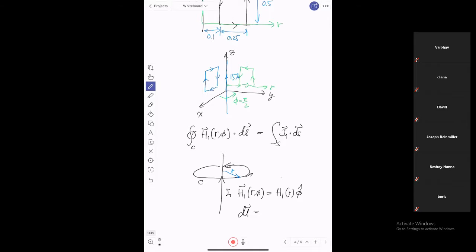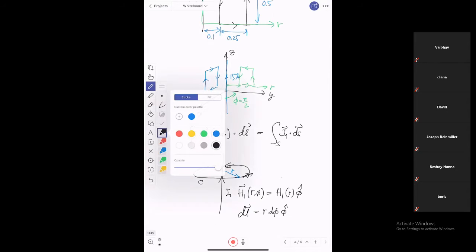dl is simply R d phi, right? And the direction is phi hat. The differential element has length R d phi and direction phi hat. Phi hat dotted with phi hat, what do we get? We get a 1. So this integral gives me a scalar after I sum them up, right? So by doing that, what do we have?